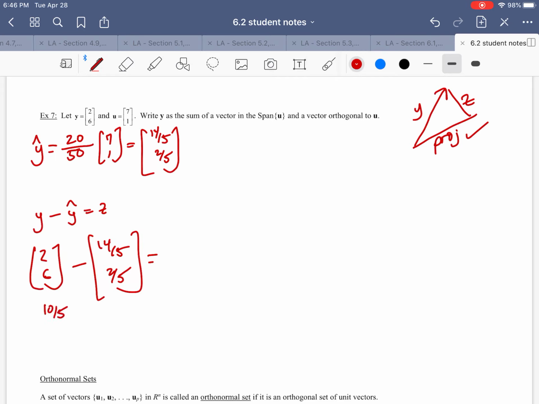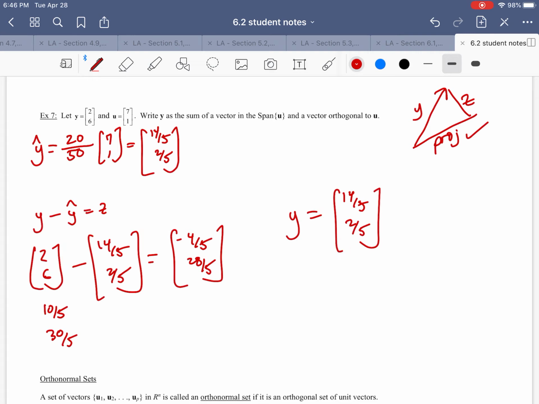So let's put everything in fifths. 2 is going to be 10/5, 6 is going to be 30 over 5. So that would be 10/5 minus 14/5, that'd be negative 4/5. And then 30/5 minus 2/5, that's 28/5. All right, so we have it. So this question said to write y as the sum of these two things. So y equals my 14/5 and my 2/5 plus my negative 4/5 and 28/5.